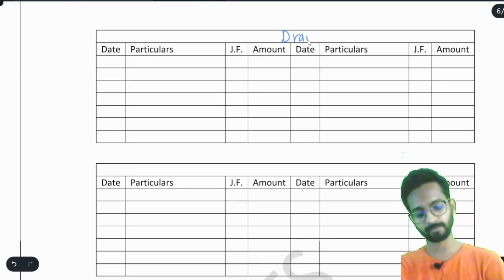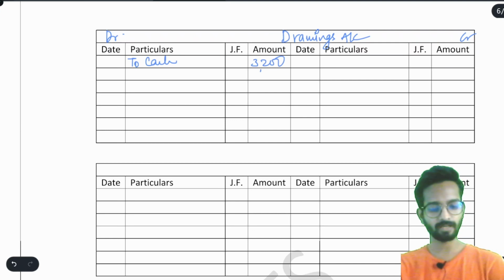Now we'll prepare the drawings account. Drawings account, credit, debit. Drawings account debit to cash. How much? 3,200. Very easy. Now see the last entry.